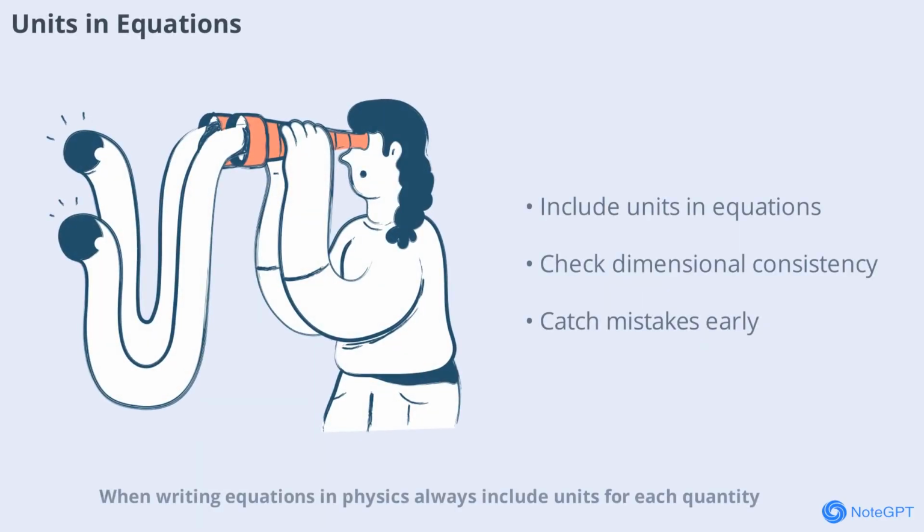When writing equations in physics, always include units for each quantity. This practice helps verify that the equation is dimensionally consistent and that the results make sense. Checking units is a simple but powerful way to catch mistakes and deepen your understanding of physical relationships.